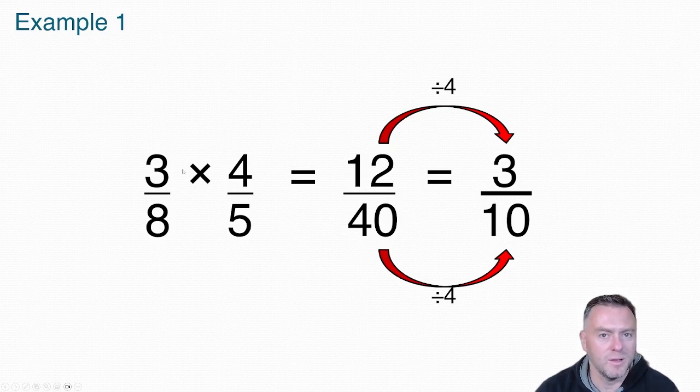Now, hopefully we should pick up a little pattern there, and we can see that we're timesing the top by 4 and then dividing it by 8. So instead of doing that, why don't we just divide it once by 4 at the end? So that's another little trick.